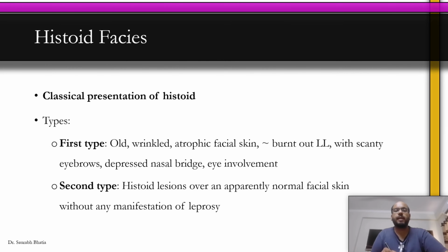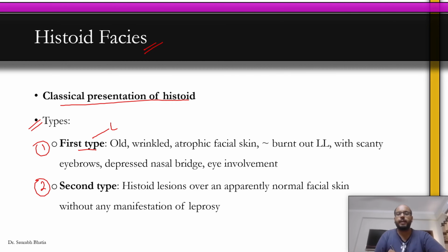A term that has been described in clinical features is the histoid facies, or the facial appearance in histoid leprosy. Histoid facies are described as classical presentation of histoid leprosy. There are two types that have been described. You have the first type and the second type. The first type looks more like lepromatous leprosy or the leonine facies of lepromatous leprosy. The first type is old, wrinkled skin, atrophic facial skin, and features show off a burnt out LL. So you will see kind of a diffuse, shiny, scaly, atrophic skin over the face with scanty eyebrows.